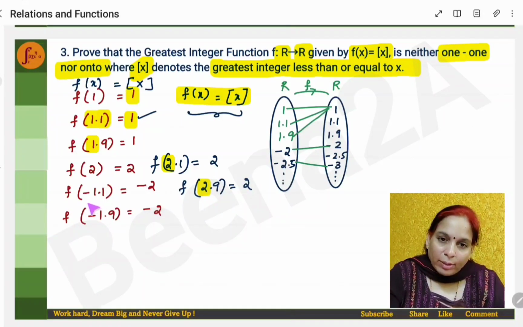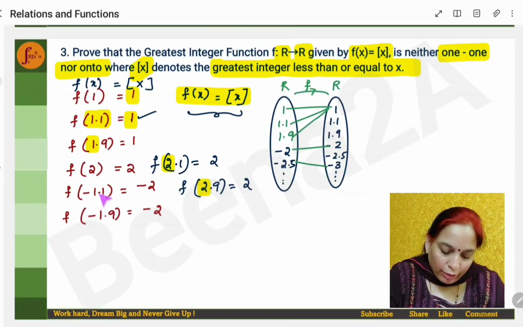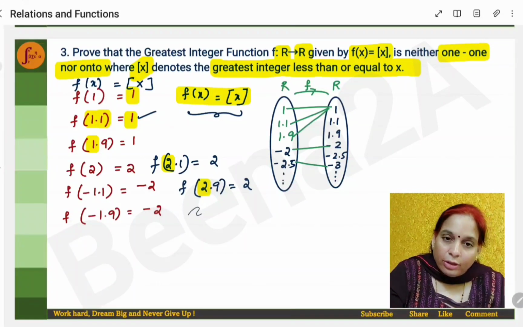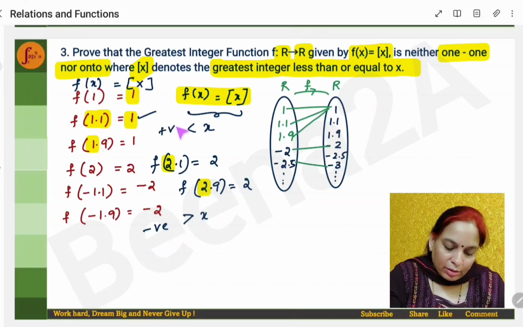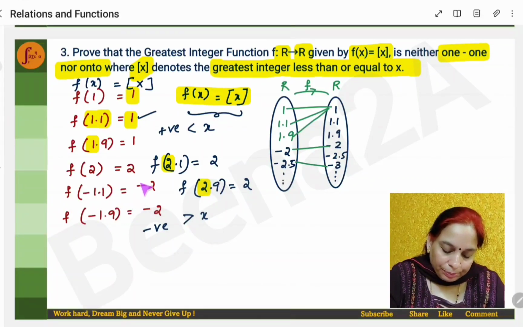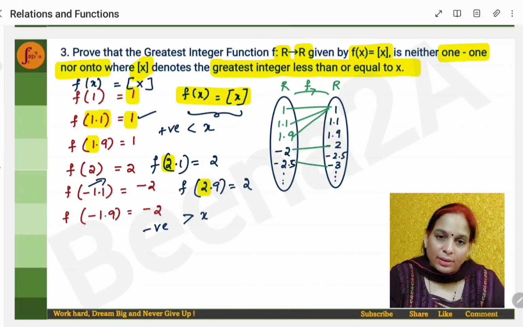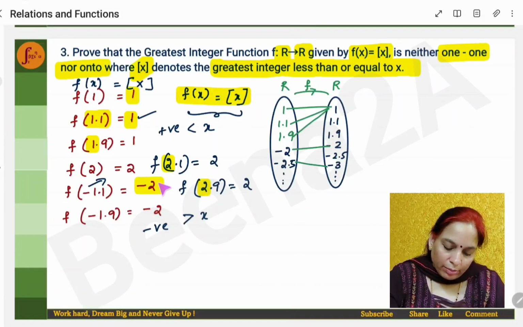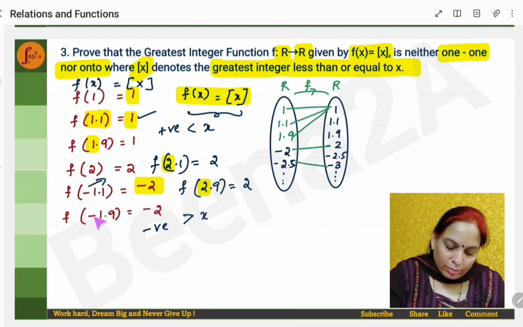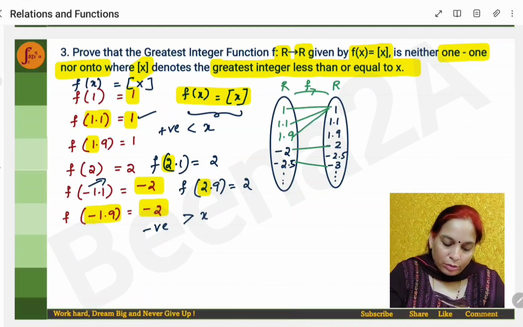Now if you take negative numbers, what will happen is you will have to take the integer greater than x if it is negative. And if it is positive, you should take the number less than x, right? So if you have minus 1.1, then it's going to be greater than this. What is greater than this number? It's minus 2. So you'll take minus 2 here, right? And if it is minus 1.9, then also it will be minus 2, right?